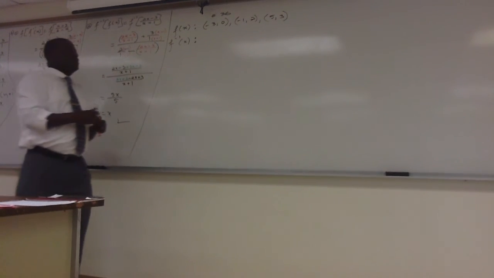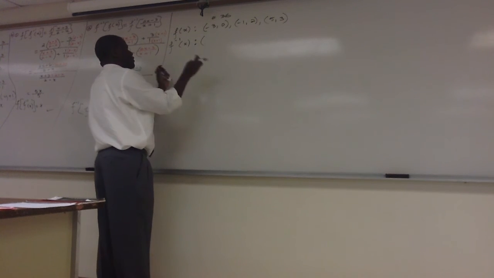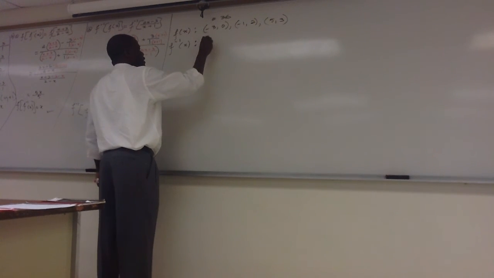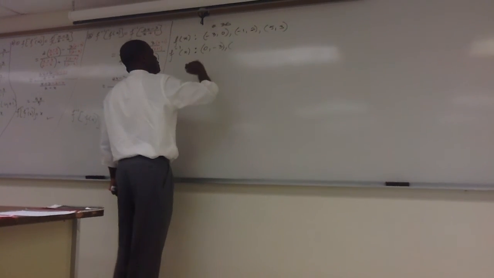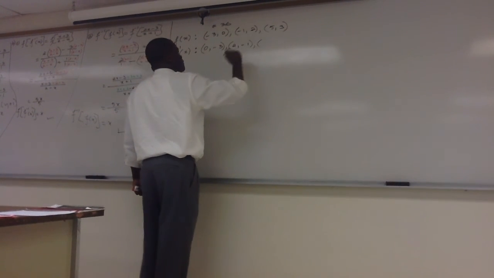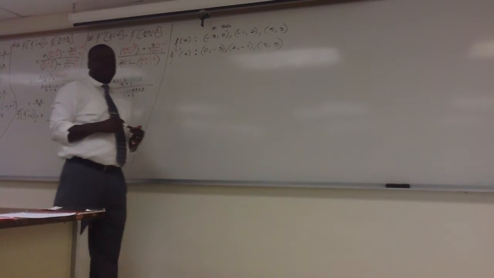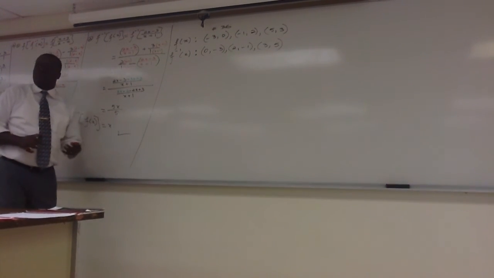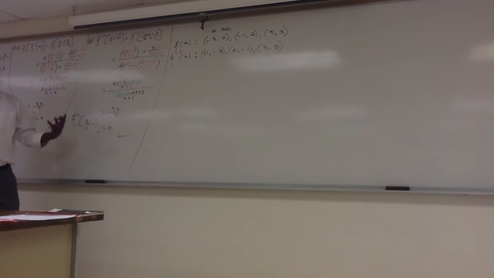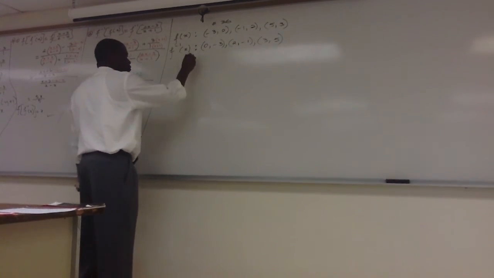Interchange. Meaning what? Anybody? Interchange them. 0, negative 3. Next, 2, negative 1. Next, 3, 5. Thank you. These are the points that you're going to have to plot, and that will be the inverse of this graph that is given. Okay? So let's plot those points.